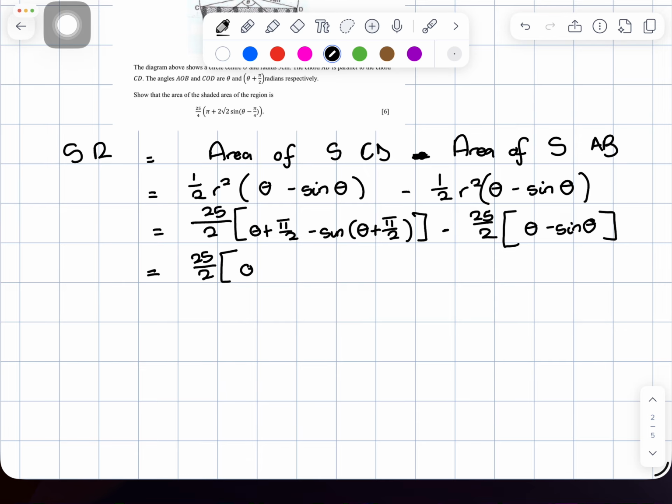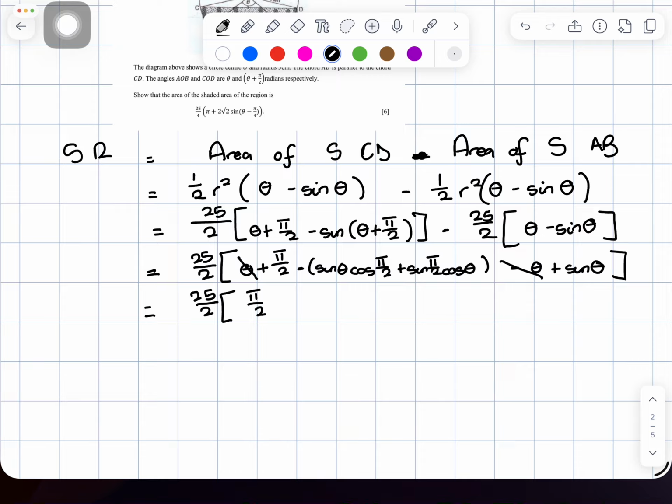So we have theta plus pi over 2 minus sine theta cos pi over 2 plus sine pi over 2 cos theta. Right? Then minus theta plus sine theta. I'm just repeating that, minus sine. So you notice that this and this will cancel, they are gone. So we're left with what? 25 over 2.